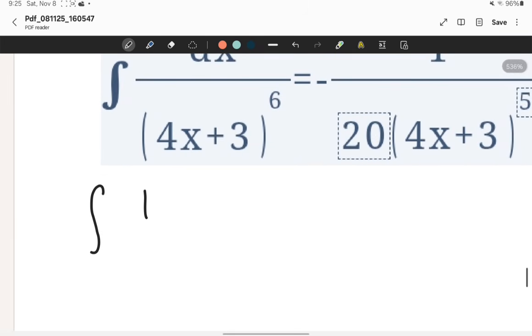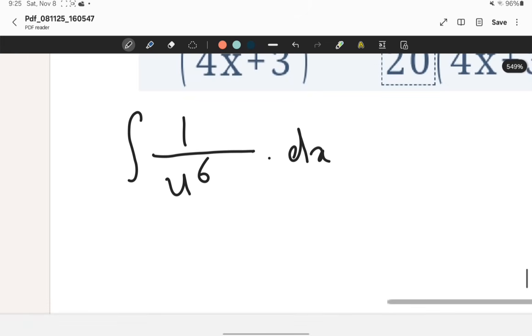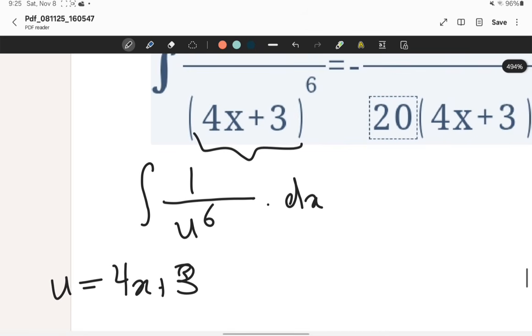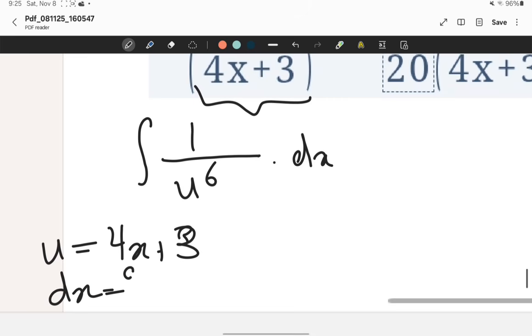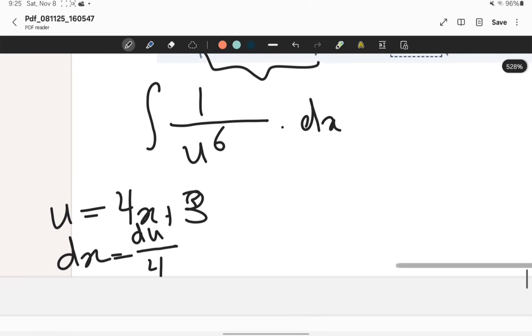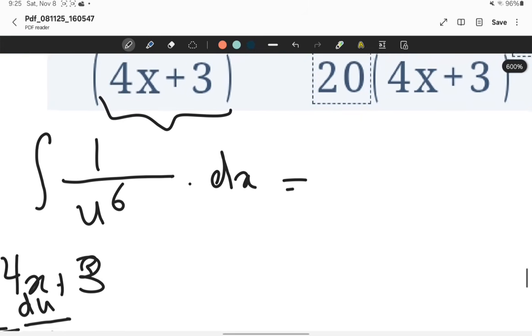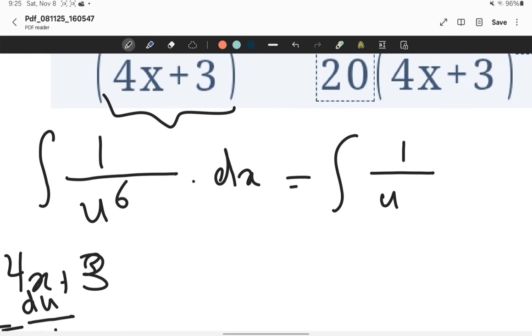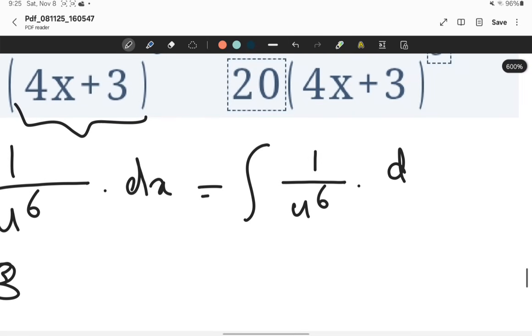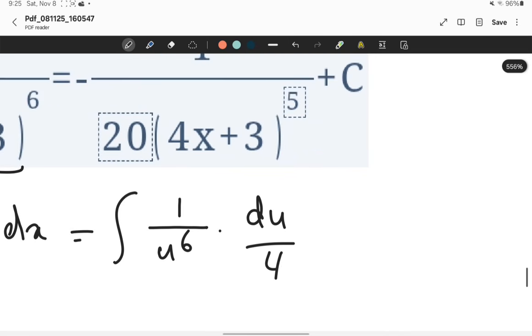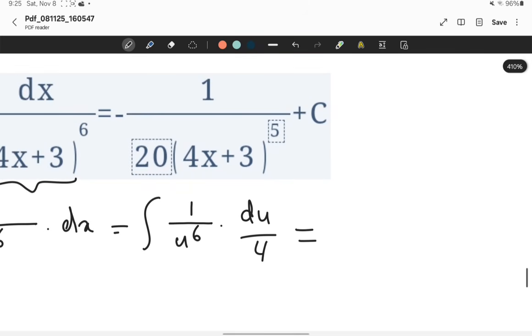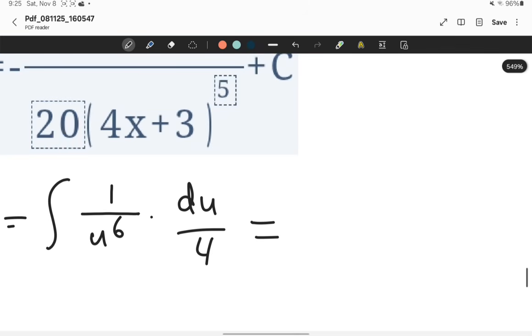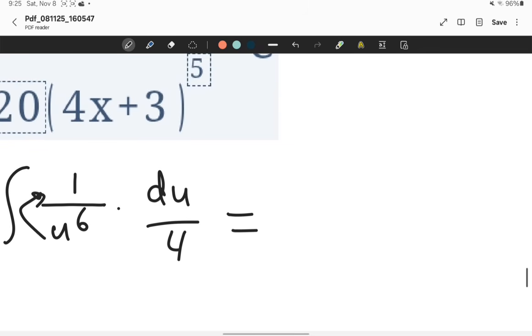So the integral of 1 over u to the power of 6 times dx. Okay, our u is 4x plus 3, because that's what we replaced here, and our dx is du over u prime, which is 4. So we'll replace the dx. It's the integration of 1 over u to the power of 6 times du over 4. And to integrate I need to bring the u up, so that's what I will do. It's u to the minus 6 over 4 du.